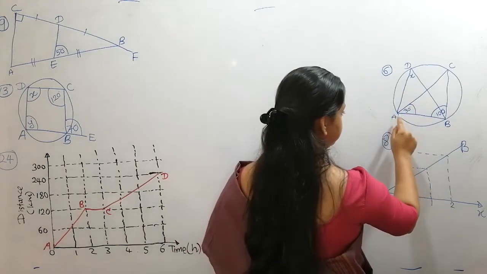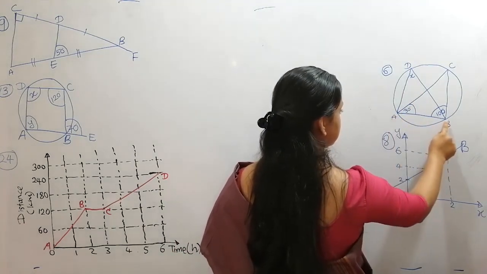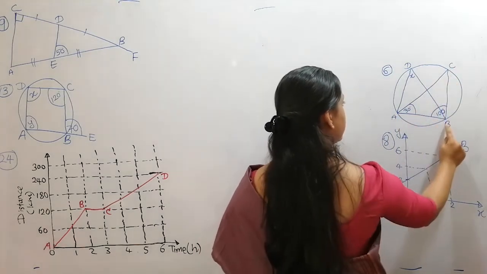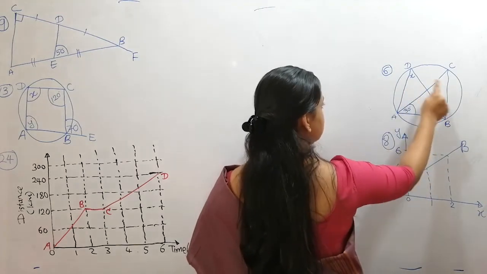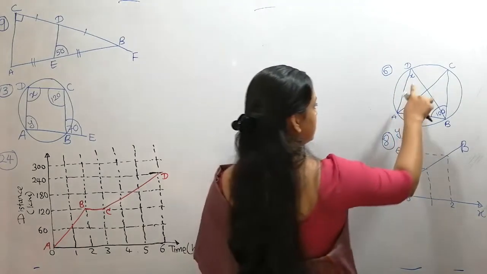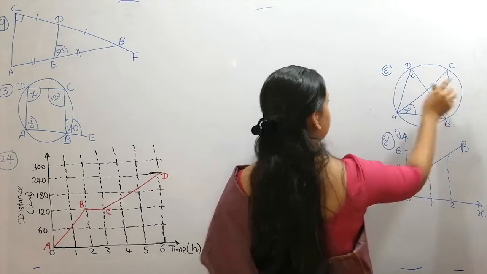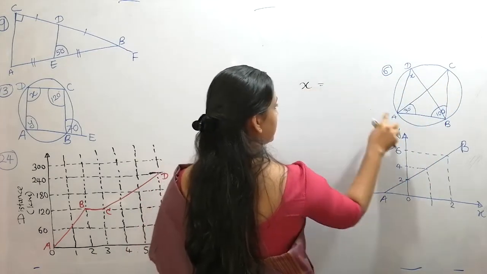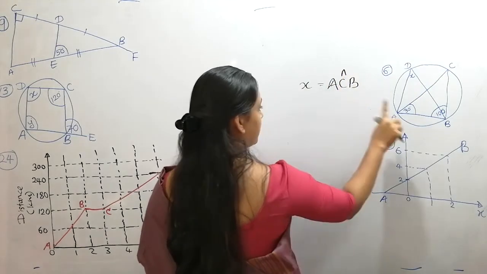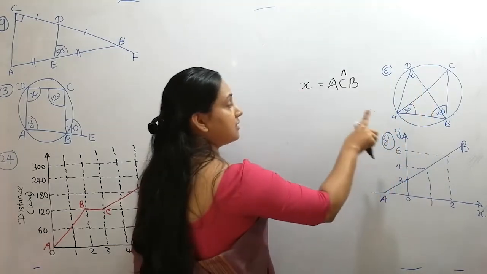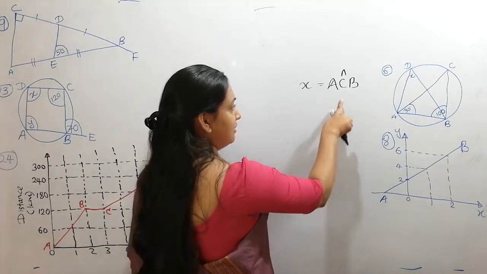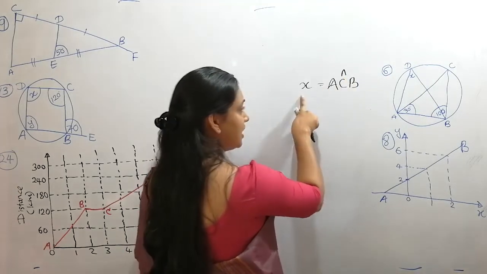You can see here AB is the same segment, and the angle ACB and the angle ADB are angles in the same segment. These two angles are the same segment angles. Therefore, this angle should be equal to this angle. That means x is equal to angle ACB. That's the reason: angles in the same segment are equal. Then, if we know this angle, we can find the value of x.